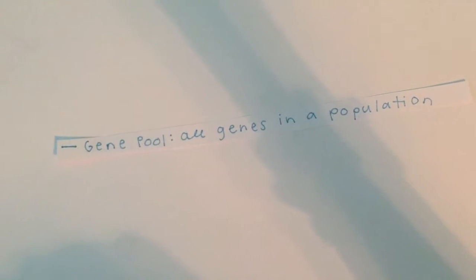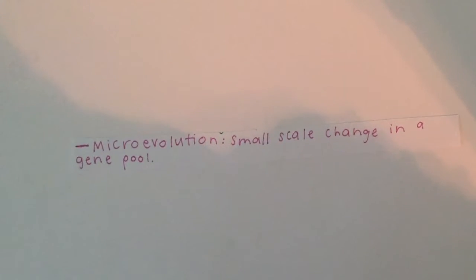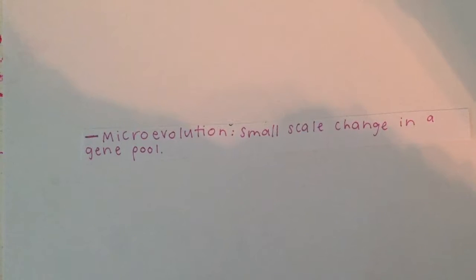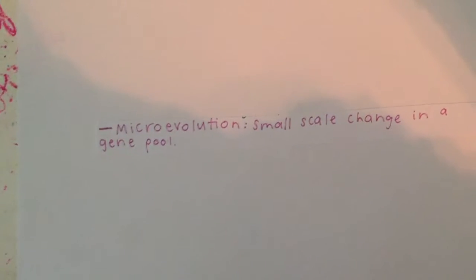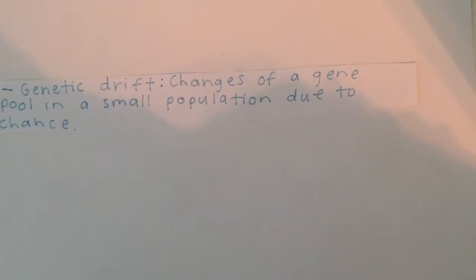The gene pool is simple, it's just all genes in a population. Microevolution is a small-scale change in a gene pool, whereas macroevolution is the large change over time. Genetic drift is changes of a gene pool in a small population due to chance.